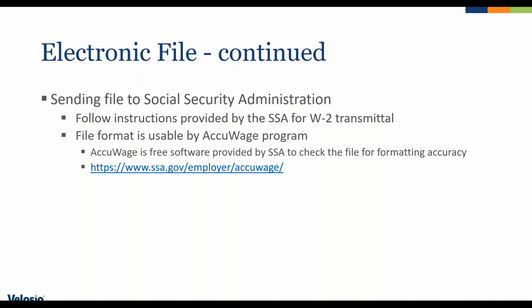The file format that's produced by SL is usable by a program called AccuWage. AccuWage is a free software that's provided by the SSA to check the electronic file for formatting accuracy. It'll identify common format errors in the wage submissions, and it just helps reduce submission rejections. Now, I do alert you, it could be rejected for other errors. It also does not verify names or social security numbers, that sort of stuff.